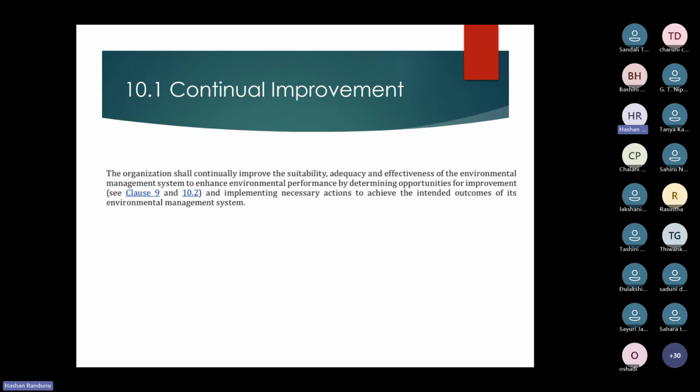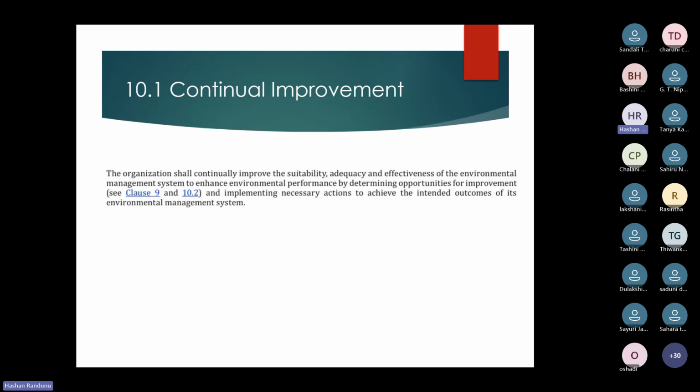The organization shall continually improve the suitability, adequacy, and effectiveness of the environmental management system to enhance environmental performance by determining opportunities for improvement and implementing necessary actions to achieve the intended outcomes of its environmental management system. Right. So in ISO standards, they always demand continual improvement, not continuous improvement. So what's the difference between continual improvement and continuous improvement?